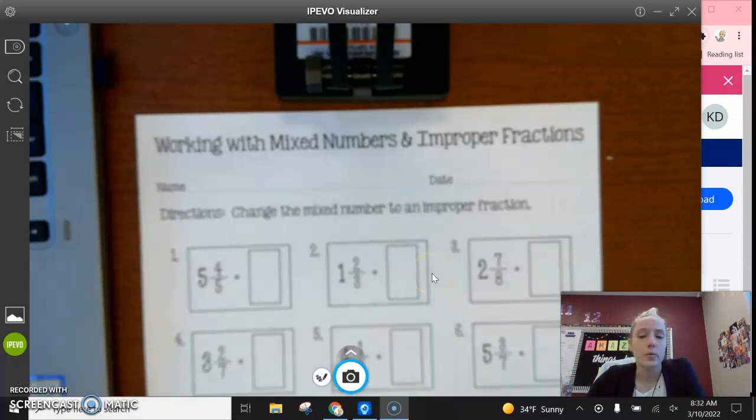Hey guys, we are going to go over your homework for this week. Your homework was on working with mixed numbers and improper fractions. So I have the homework here.